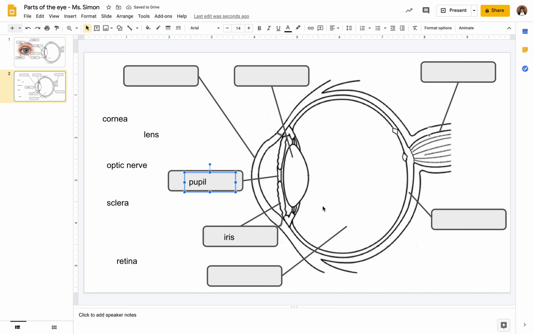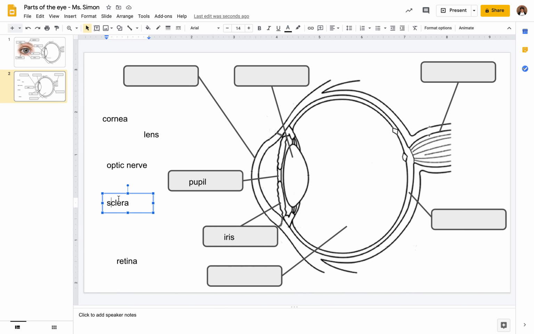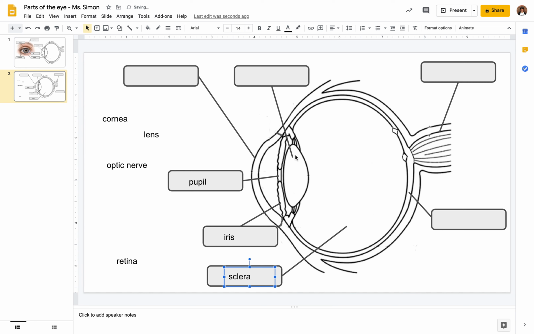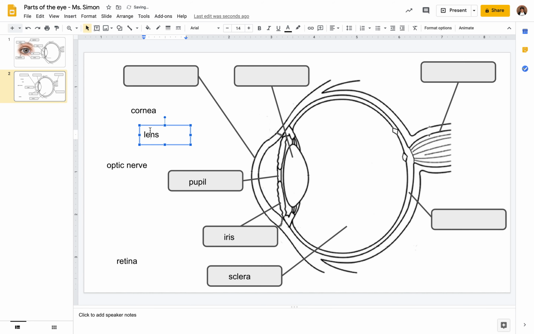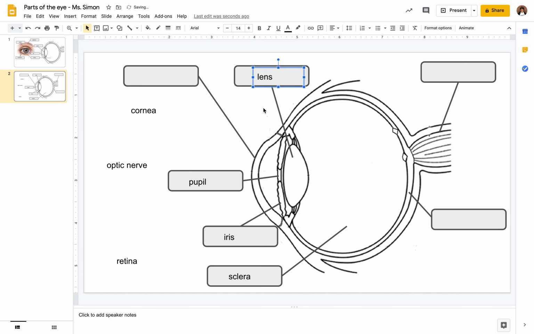And then most of the eye, this big white part that's full of the vitreous fluid, is the sclera. So then we also have this larger curved section that's clear here towards the front of the eye, just behind the pupil, and that is the lens. On the very front of the eye, this clear dome in the front, that is, oh my goodness guys, I am making all sorts of mistakes. The lens, and then this curved clear dome in the front is the cornea.